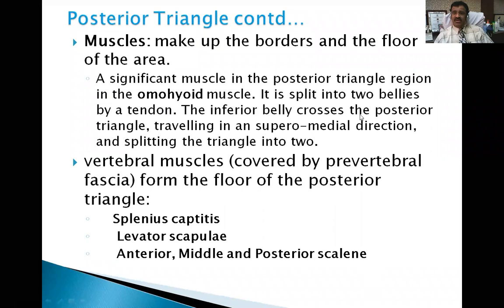The inferior belly crosses the posterior triangle, traveling in the superomedial direction and splitting the triangle in two. So the inferior belly of the omohyoid divides the posterior triangle into two subtriangles. So here we have only two subtriangles. Vertebral muscles covered by the prevertebral fascia form the floor of the posterior triangle, and splenius capitis, levator scapulae, anterior, middle, and posterior scalene muscles are the vertebral muscles found there in the floor.